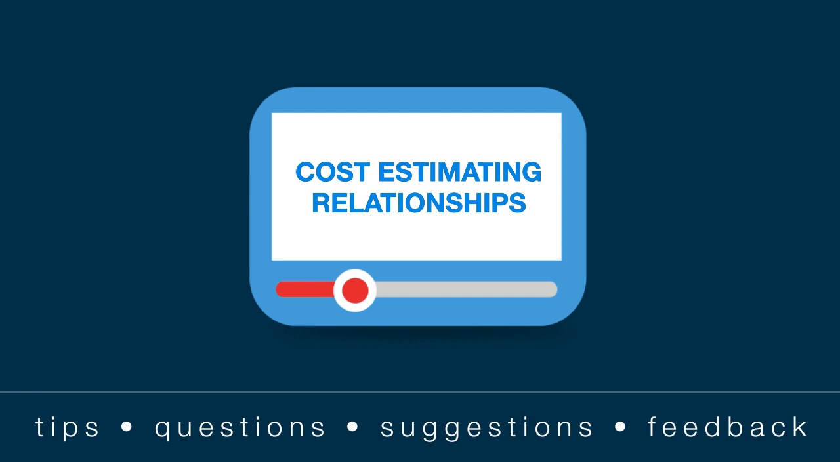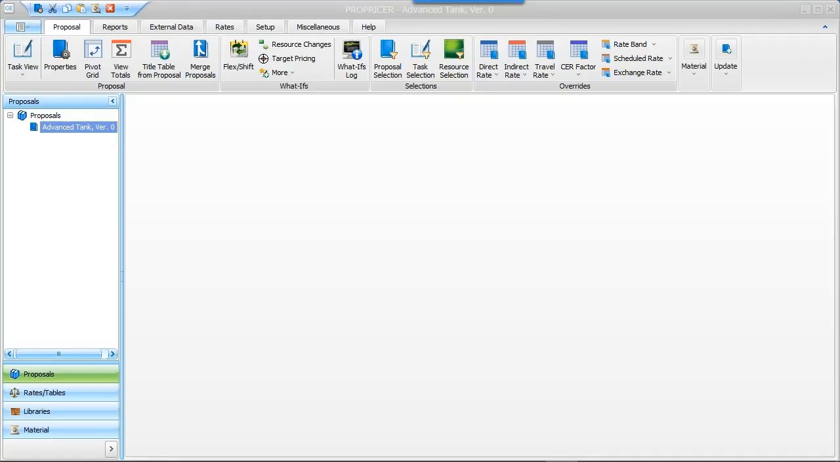A Proposal CER is a cost estimating relationship that is automatically assigned to all tasks in your proposal, thus eliminating the need to manually assign it task by task. This is useful when you know a CER needs to be used in all of the tasks in a proposal. There are two methods for assigning Proposal CERs.